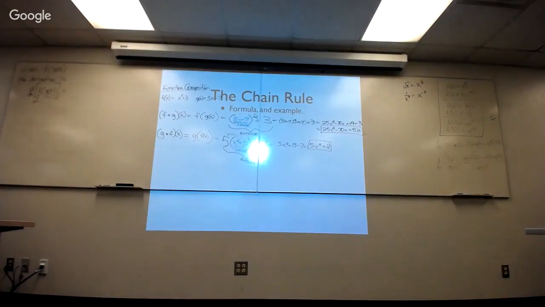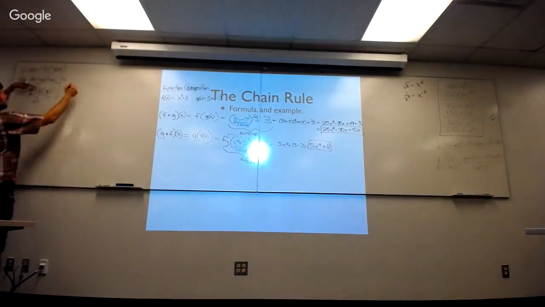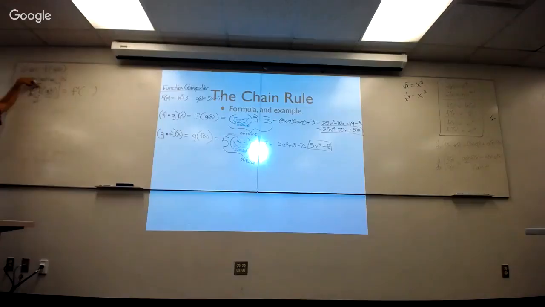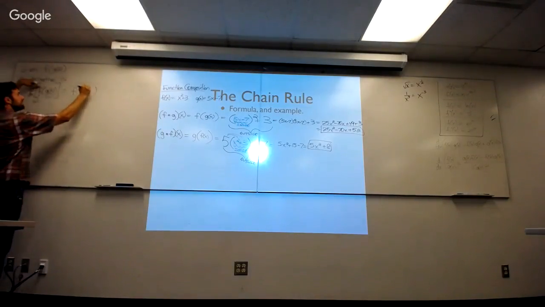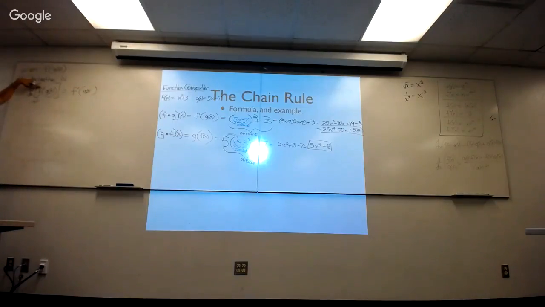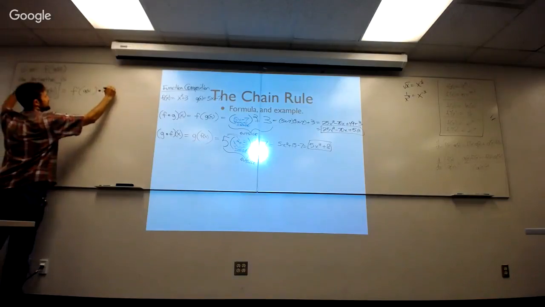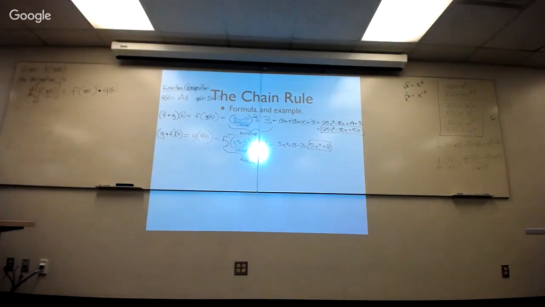That's very important. Okay, so the derivative of a function composition is the derivative of the outside function. The derivative of the outside function. Leave the inside alone. So far, the derivative of the outside function, leave the inside function alone, times the derivative of the inside function. That's the chain rule. That's how you take the derivative of a function composition.